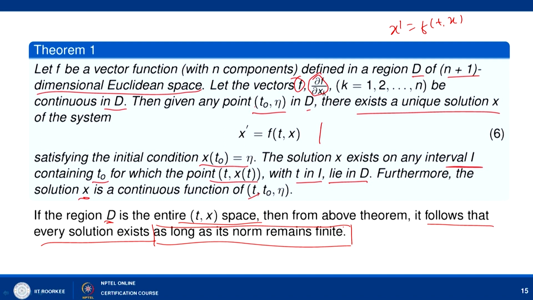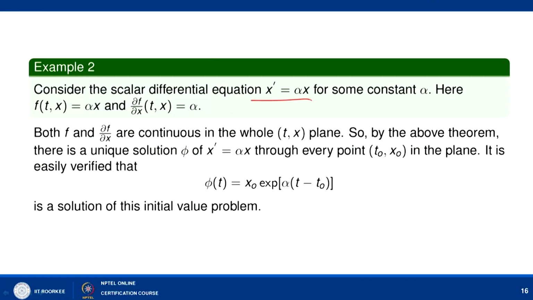So this gives you that if domain D is the entire space, then we have to look at the region in which your solution is bounded. Solution is bounded means the norm of the solution is bounded, and we say that the solution exists for all t for which the norm of x(t) is bounded. So let us consider an example based on whatever we have discussed. Consider example 2, the scalar differential equation x' = alpha x for some constant alpha, and here we can check that f(t, x) is alpha x and ∂f/∂x (t, x) is alpha.